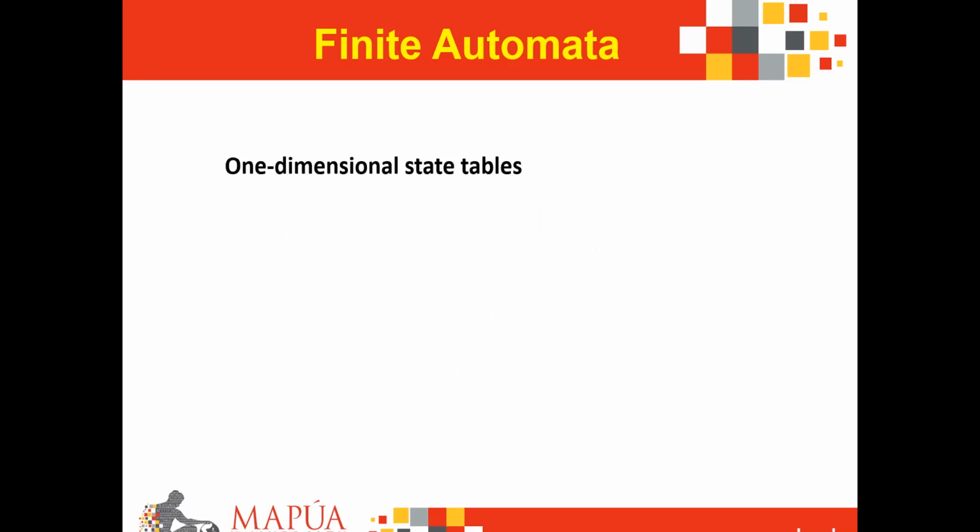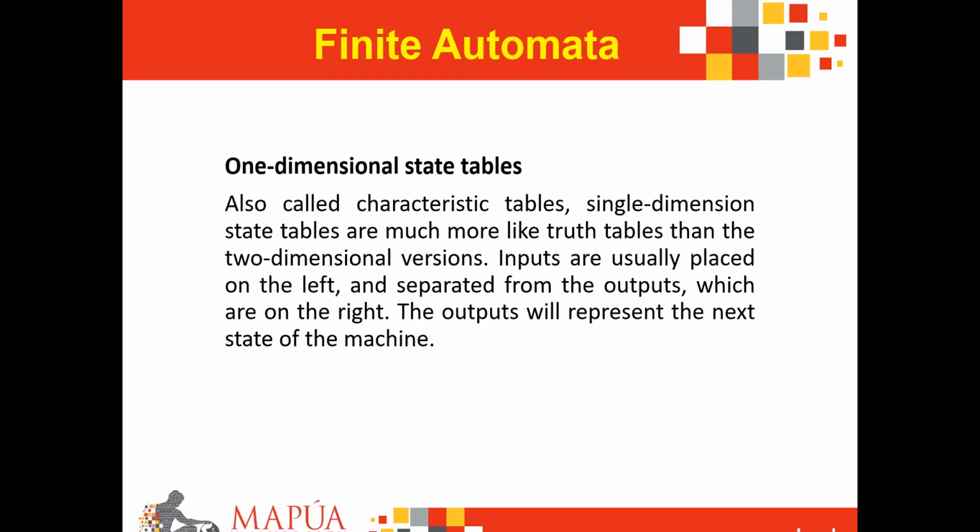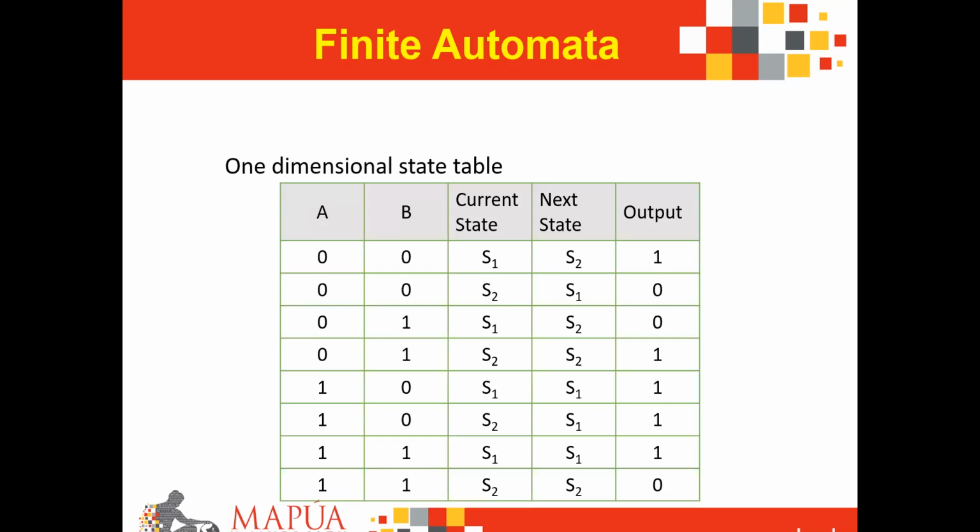Your state table may also appear as a one-dimensional state table, which is also called a characteristic table. A one-dimensional state table looks more like a truth table, whereby the inputs are placed on one side, normally the left-hand column, separated from your outputs, which are seen in the right-hand column, which typically represents the next state of the machine or its output. Hence, this is a one-dimensional state table.